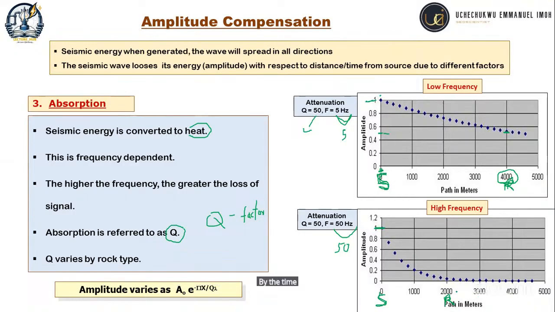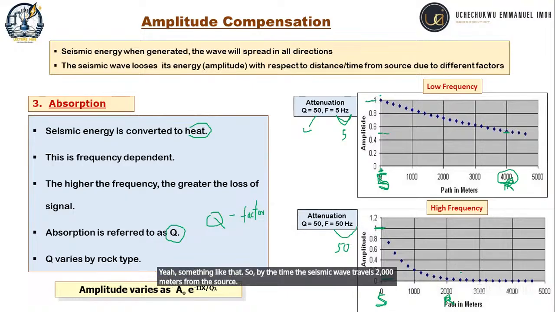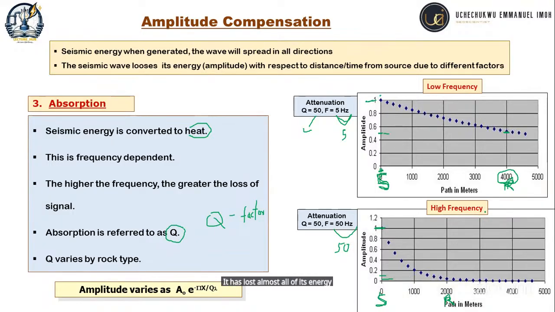By the time you get to 2,000 meters away, because it's high frequency, what happens? The amplitude is almost what? Somebody talk. Yeah, 0.1 or 0.0 something. It's not even up to 0.1. 0.1 is in the middle. 0.05. Yeah, something like that. So by the time the seismic wave travels 2,000 meters from the source, it has lost almost all of its energy. Why? It has high frequency.